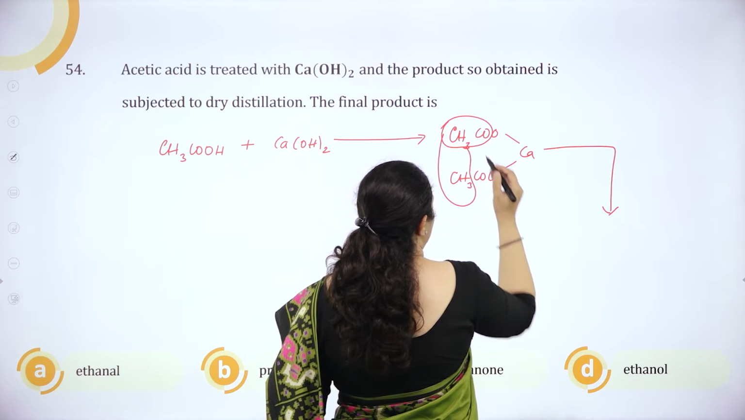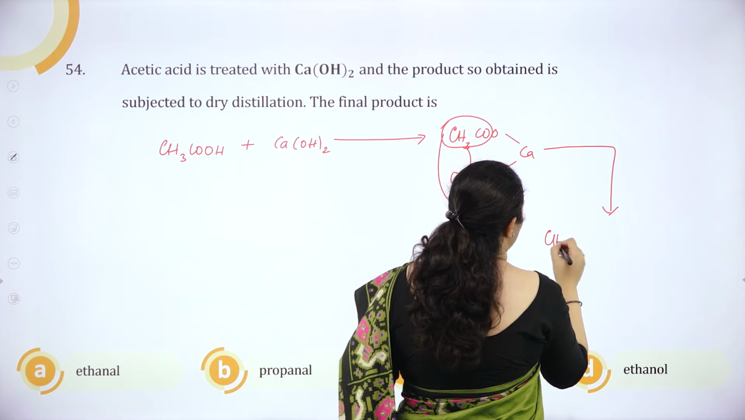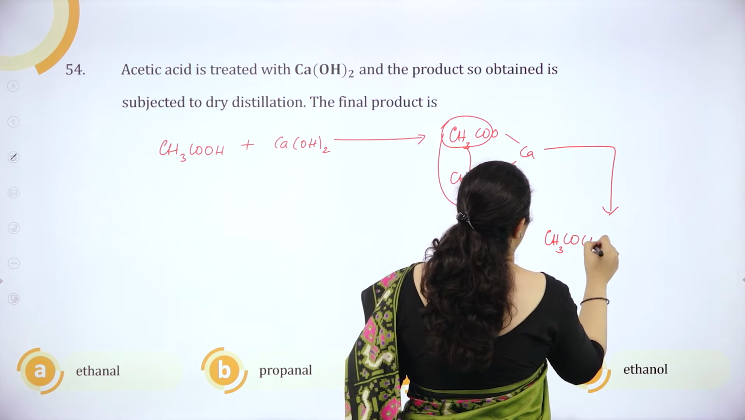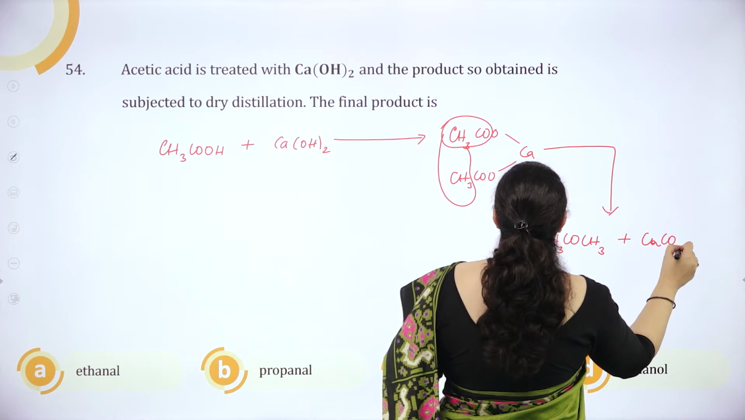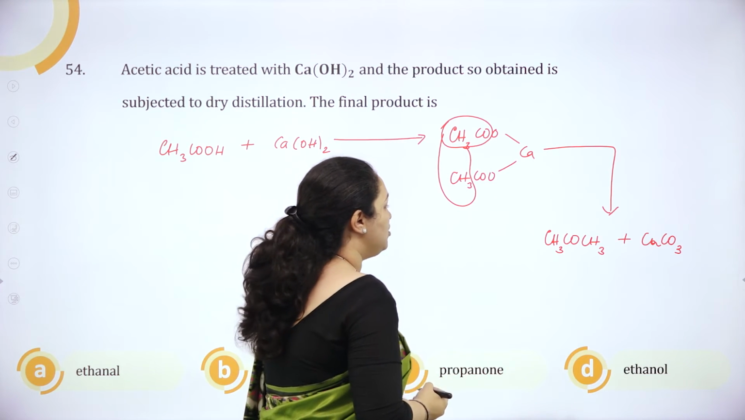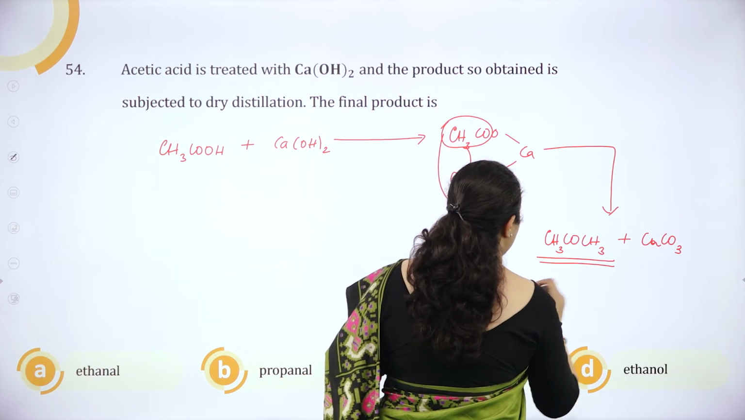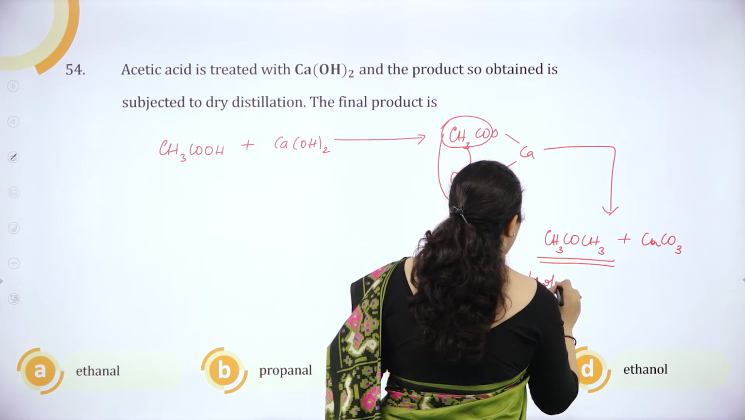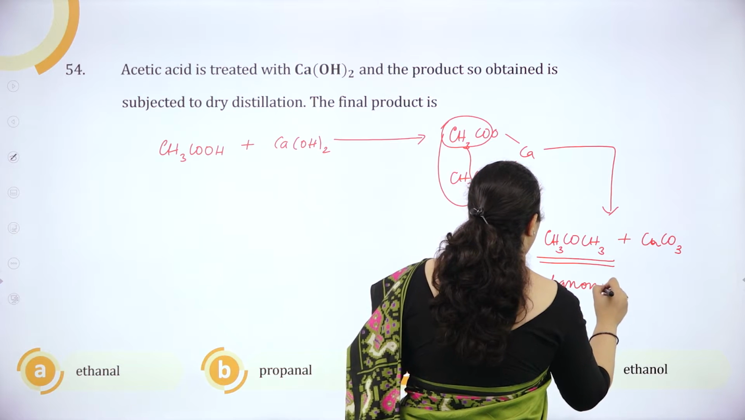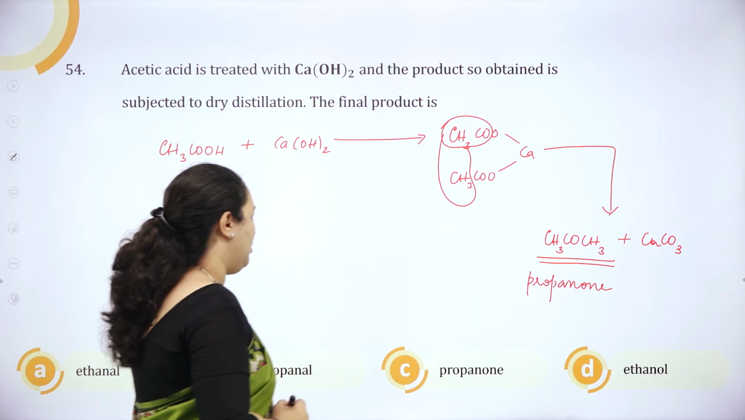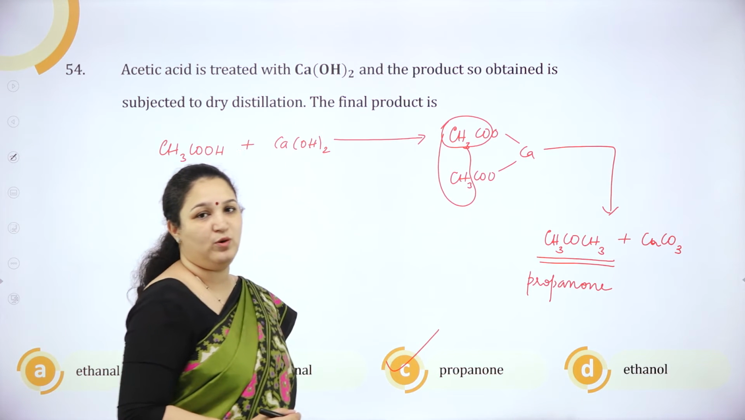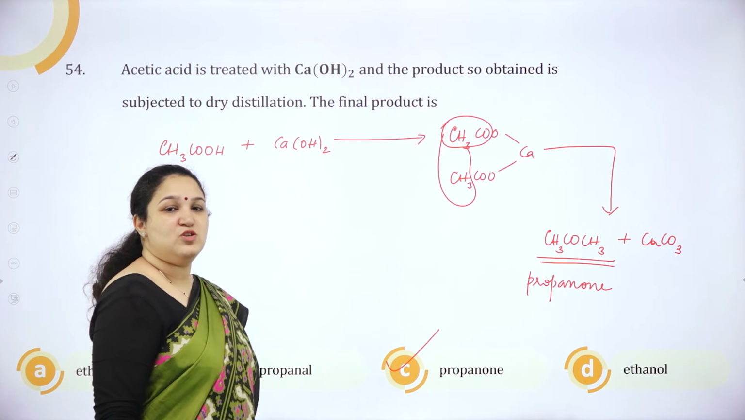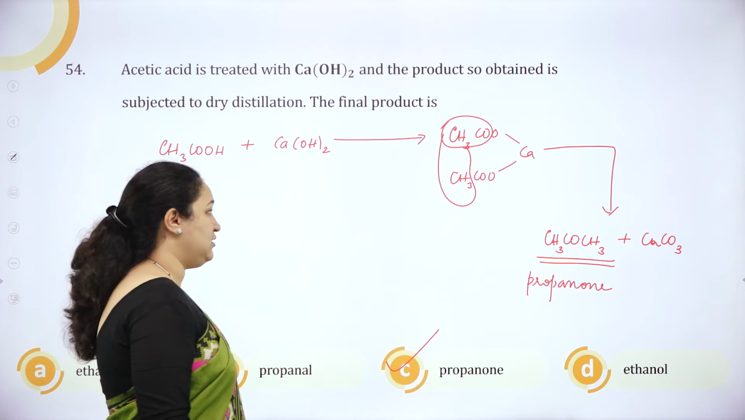CH3CO, with one more CH3 group attached, will be removed. So you will get CH3COCH3 plus CaCO3, calcium carbonate. So what is this? This is propanone, or acetone. So your answer is option C, propanone. I hope you have understood this question.